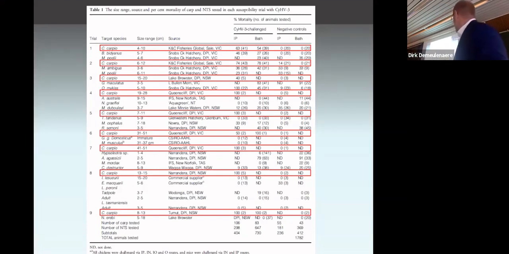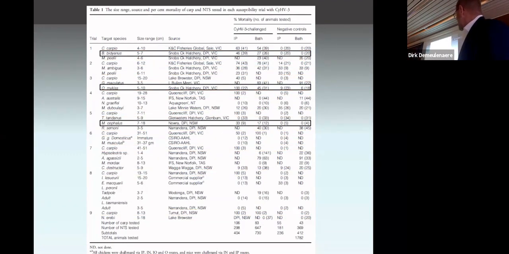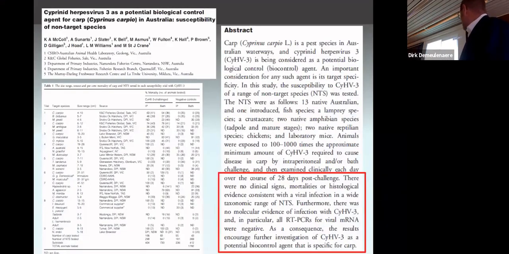Now, what about the other species? These are 3 species that are not carp. This is the same table, I'm just highlighting different species to help you. And you see here, even by bath, the virus is killing them. Here too, here too. And when you look at the conclusion of the abstract: there were no clinical signs, mortalities, or histological evidence consistent with a viral infection in a wide taxonomic range of non-target species.